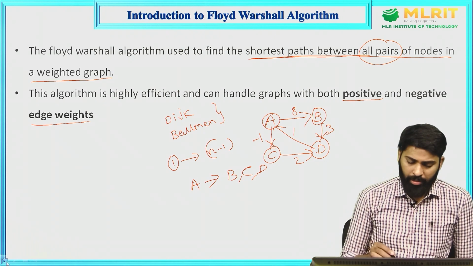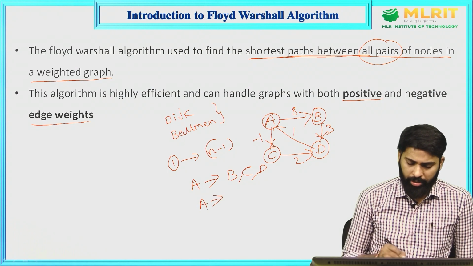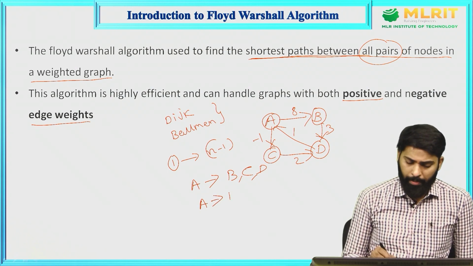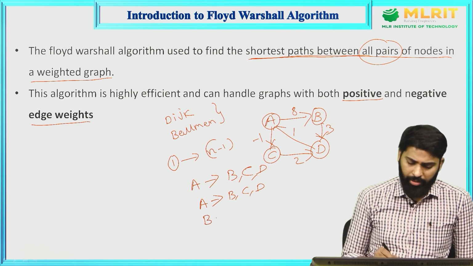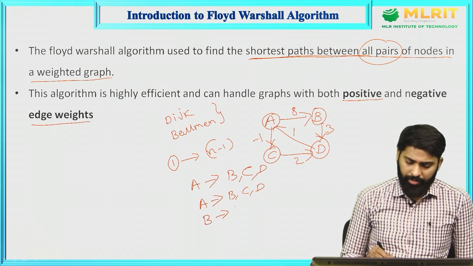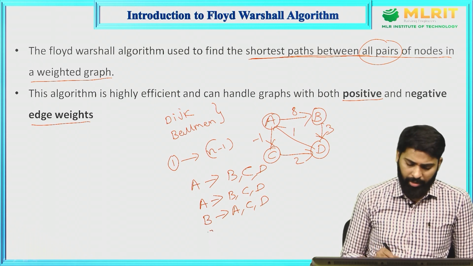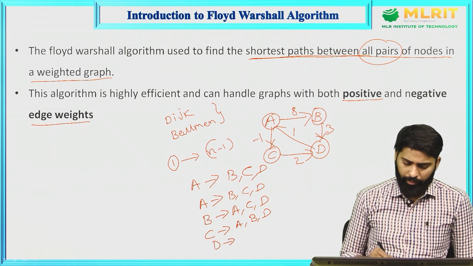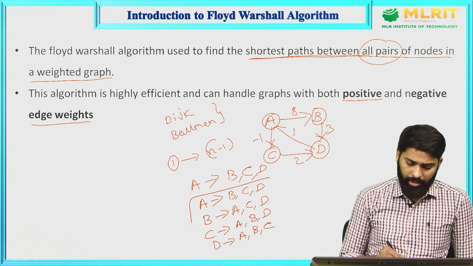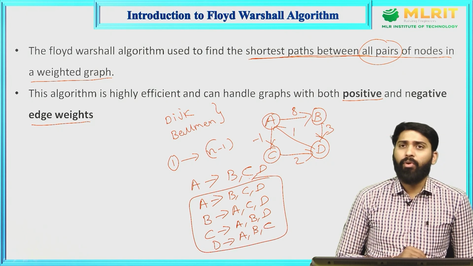For example, here we are going to find the shortest path from A to B, A to C, A to D, and after that again you can select B, and for B we find the distance B to A, B to C, B to D. Similarly, for C we find C to A, C to B and C to D. For D we find D to A, D to B and D to C. So, this is the Floyd Warshall algorithm.